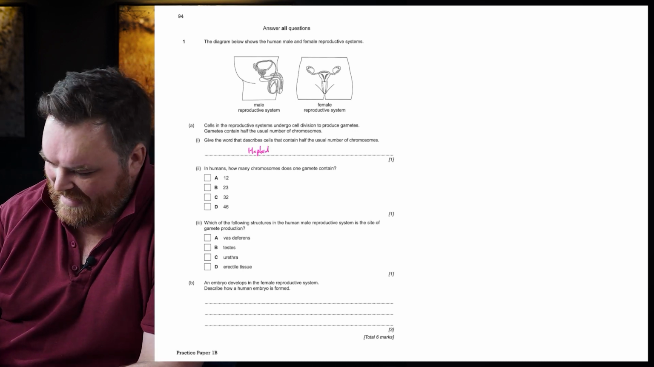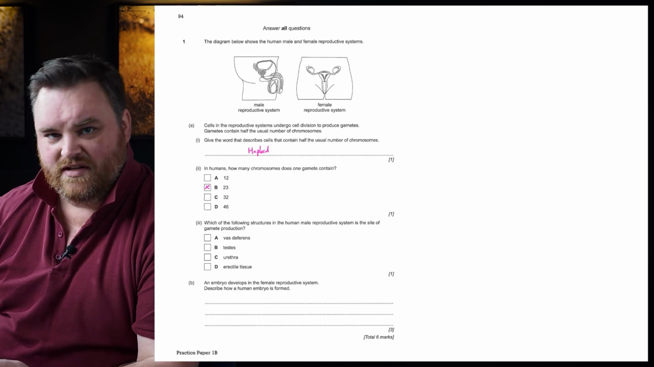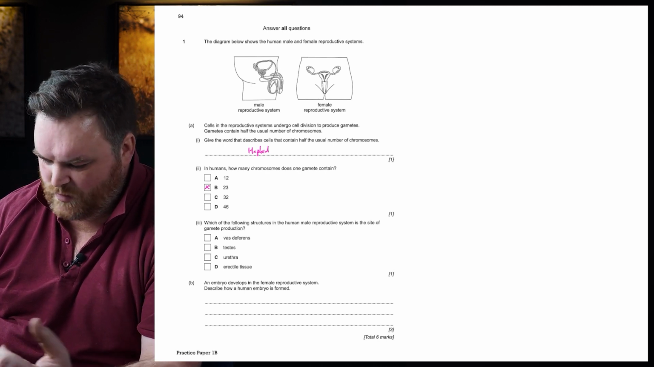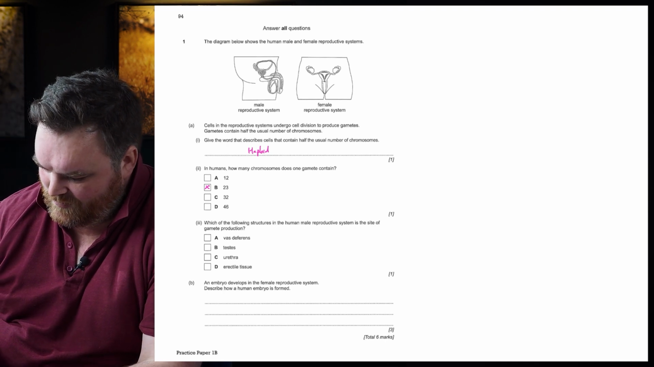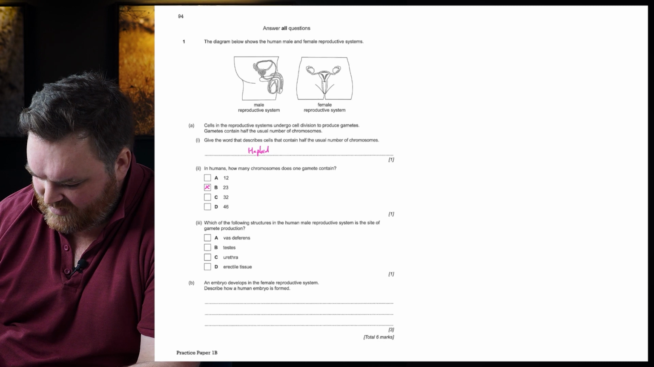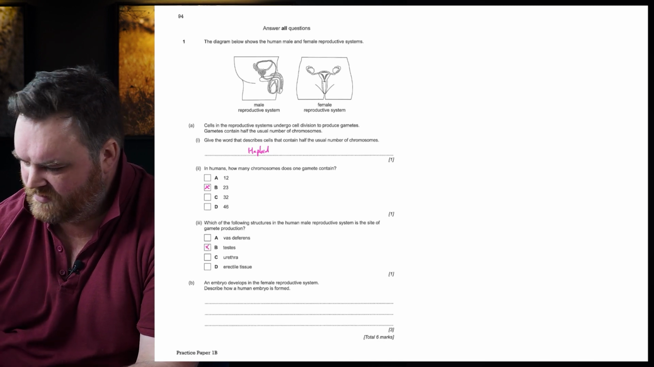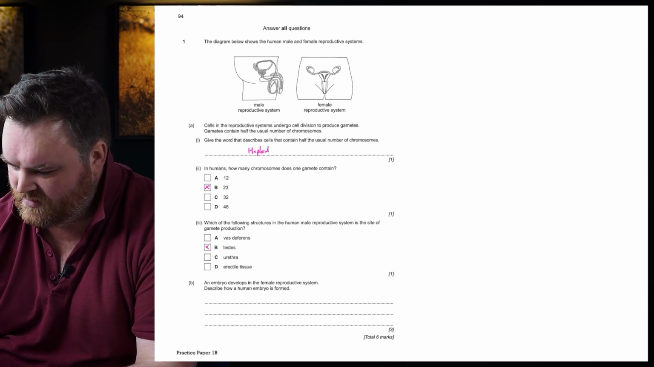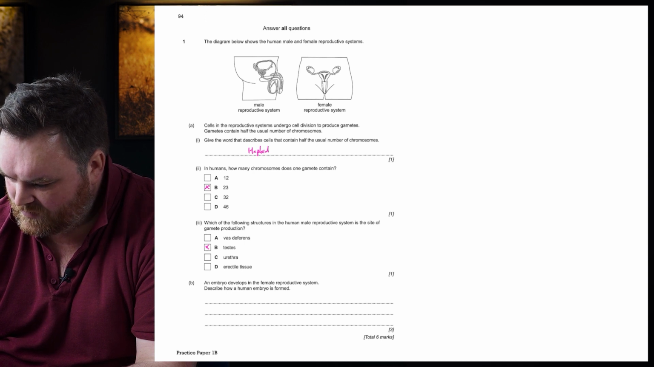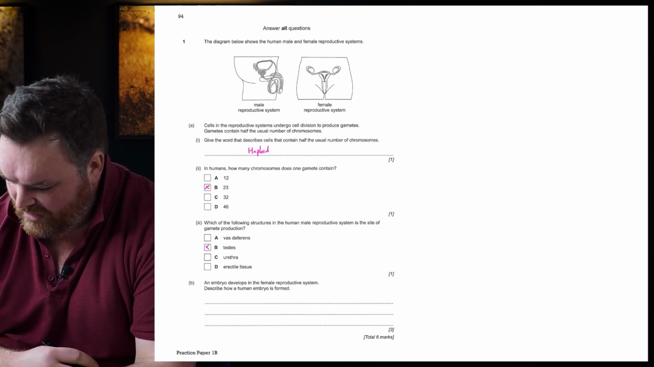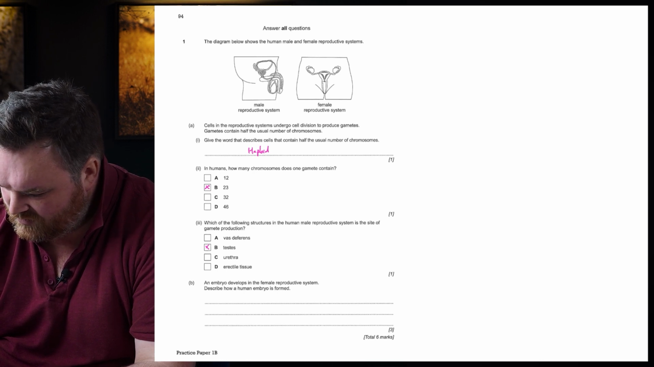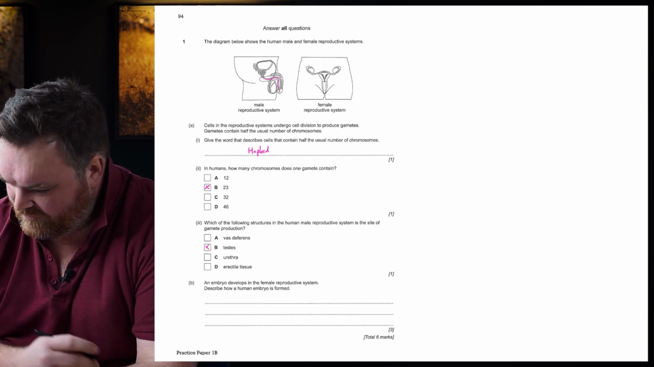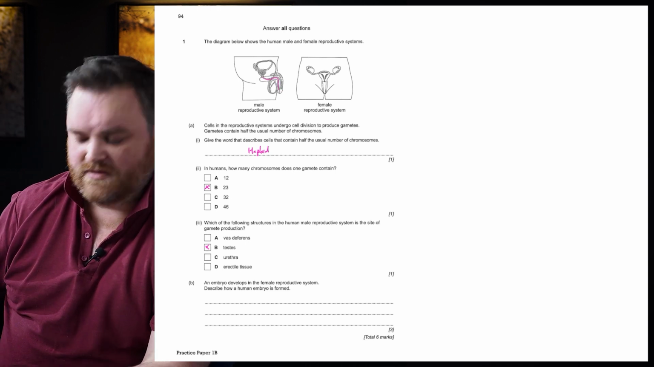How many chromosomes in one gamete in a human is 23. 46 is a diploid, that's a body cell, and 12 and 32 are just nonsense. Which of the following structures in the human reproductive system is the site of gamete production? That's testes. This is in the male system, so the vas deferens is the sperm duct, so that's this one running up here at the top. The urethra is the tube coming down here, so from down out of the penis, and then the erectile tissue surrounds the urethra, so none of that, so testes.